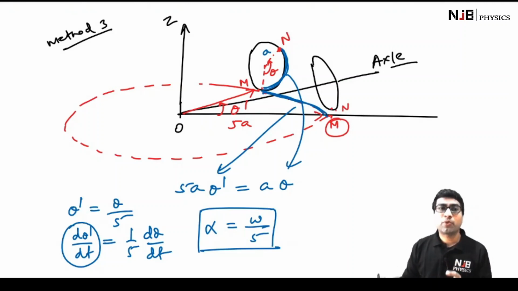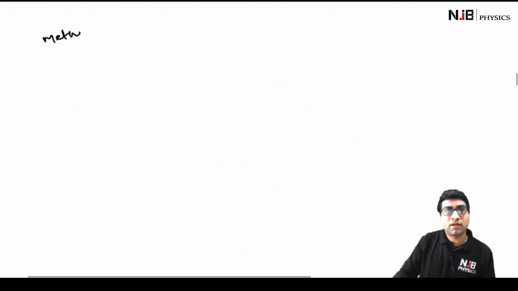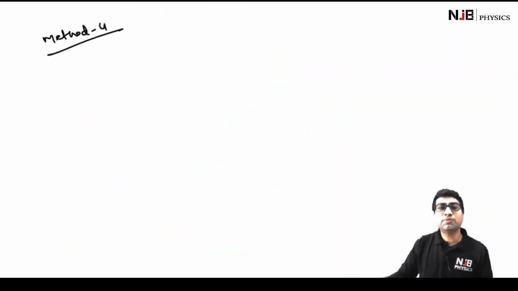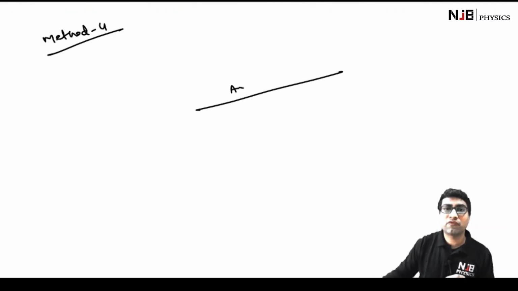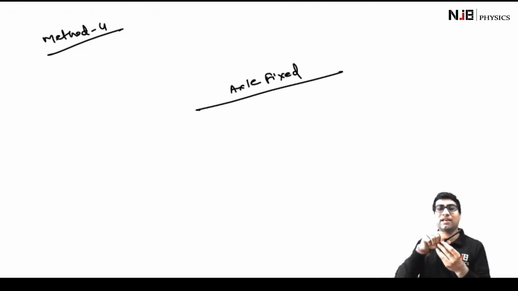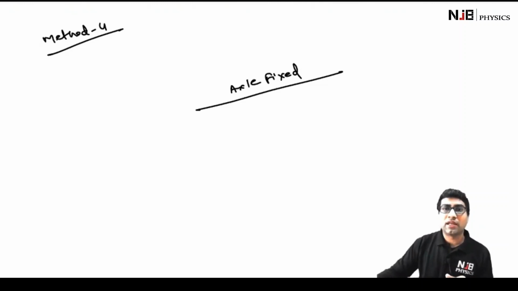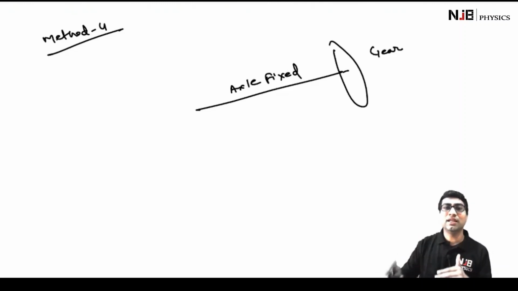Well, there is one more approach by which we can get the value of this alpha. So let's talk about that. This is going to be method 4. Now in this particular method, basically it is an artistic method. You just have to visualize that there is an axle, and this axle is fixed. That means this axle is not rotating anywhere. It remains fixed at its own position. And now you imagine that there is a gear which is mounted on this axle, and that this gear can rotate about this axle with an angular speed omega. So this is a gear.